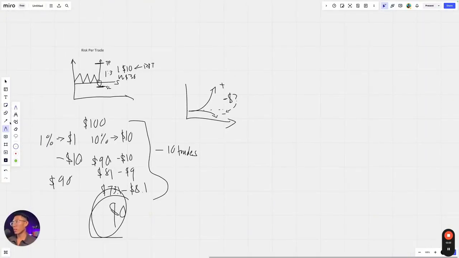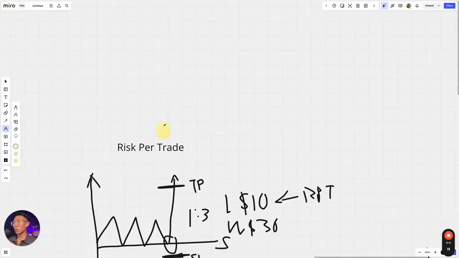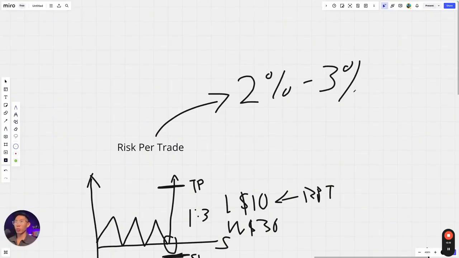So what is the general rule for risk per trade? Did I even mention the general rule about risk per trade? I hope so. Basically, the general rule is to risk about 2% to 3% of your total capital. 1% to 3% actually. The minimum can be 1% to 3%.